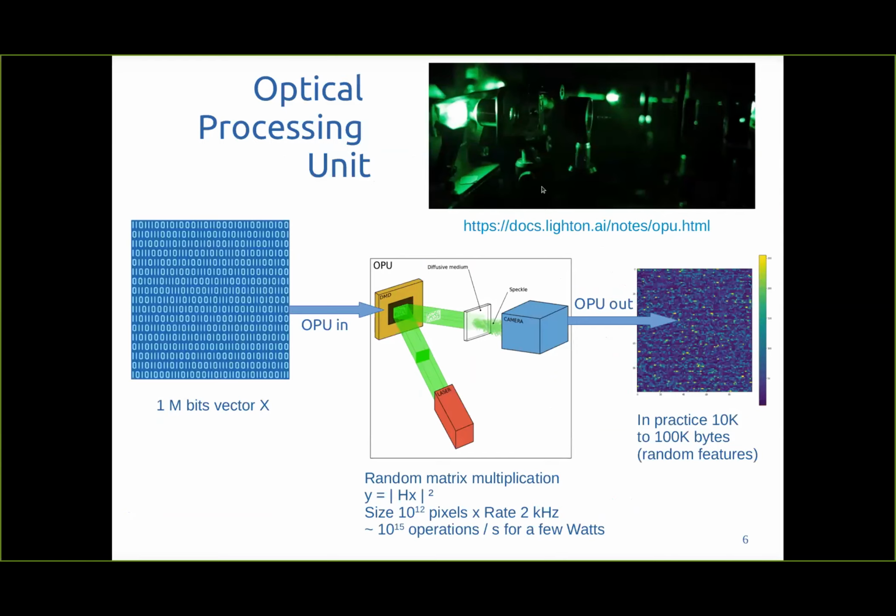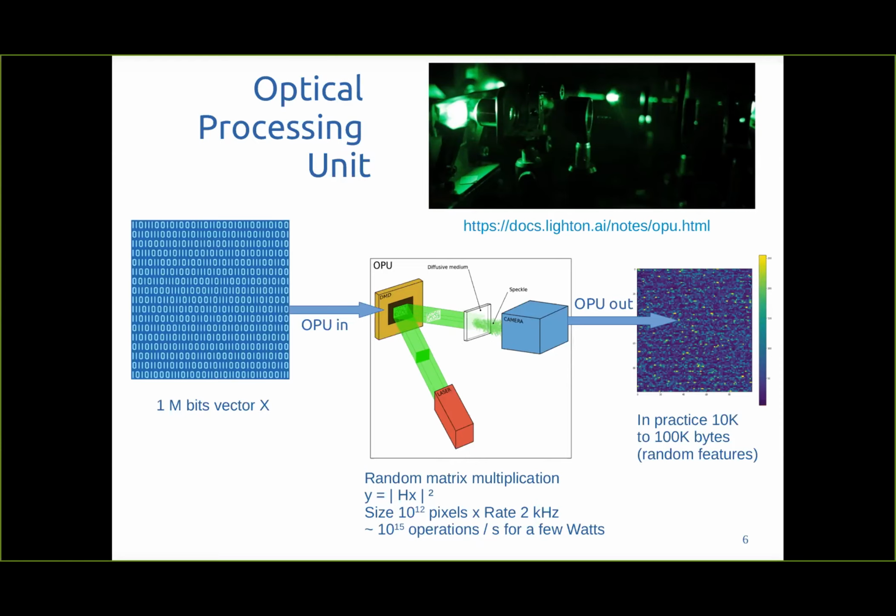You start with a Boolean vector of ones and zeros that we input to a DMD. DMD is digital micromirror device. You have an array of 1 million mirrors that can point left or right. If they point left, they reflect a laser, and if they point right, they reflect it onto the wall. And now you have this signal that goes through a diffusive medium, and it's really a glass with some white paint, and it will diffuse your input vector.